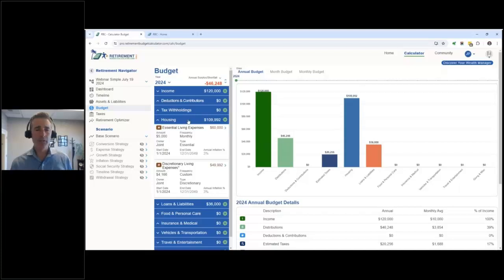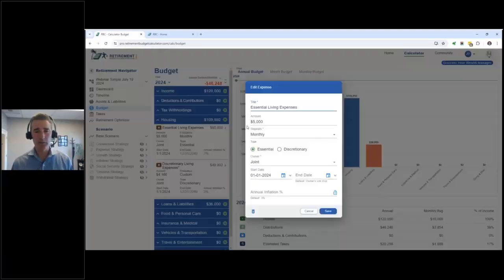Okay, housing. In this case, I just created two very basic expenses. I've got their essential living expenses are $5,000 per month or $60,000 per year. The annual default inflation is 3%. So if I don't enter anything, the calculator is going to assume a 3% default inflation.